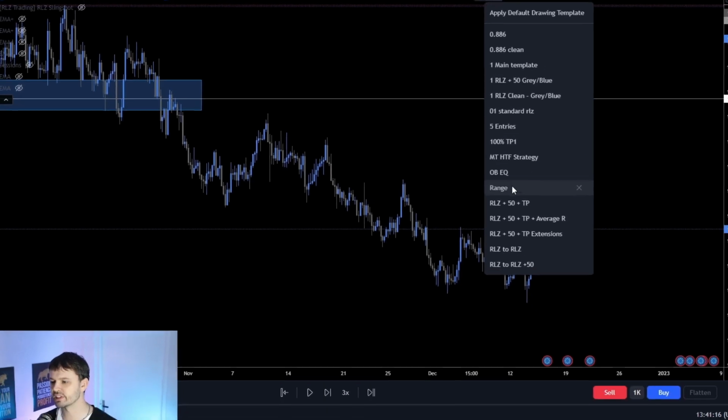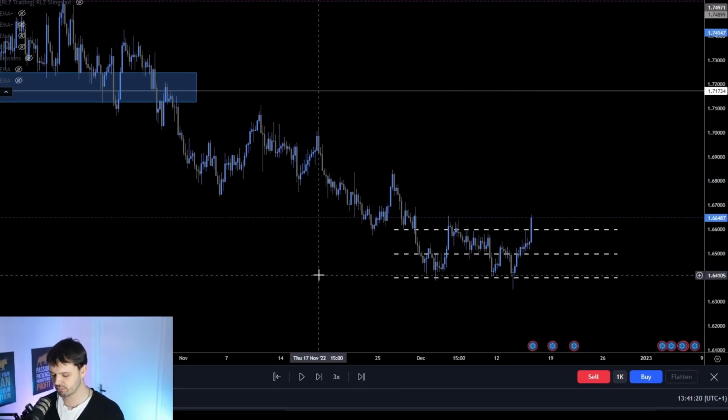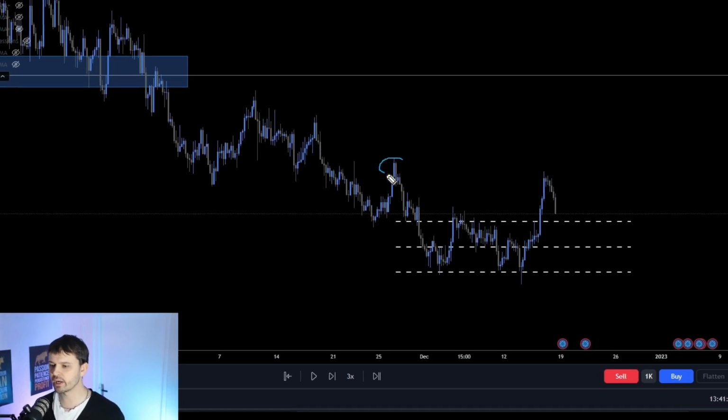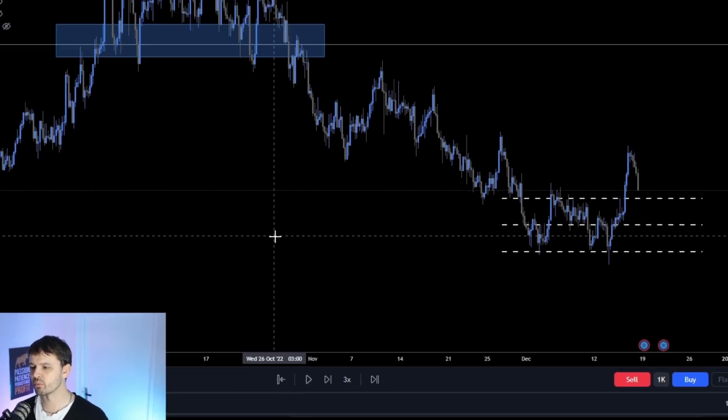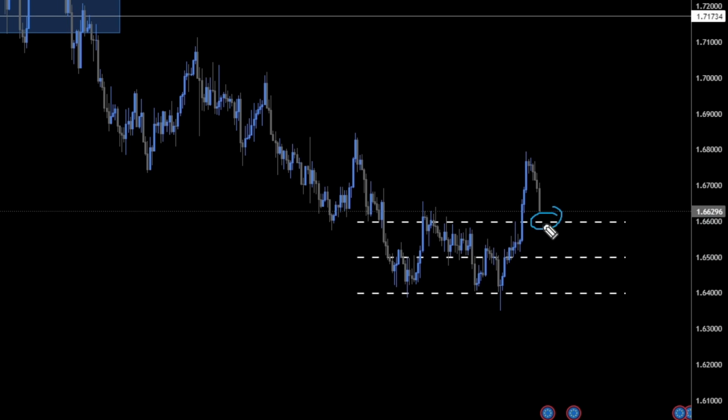Let's use the fib tool. Let's select the range template, and we'll see that, yeah, this is definitely a range, and we're now breaking the range to the upside. We get a strong move to the upside. We're now hitting all the way up to that high. Now, remember, we use the same exact method here. If we can get a bounce here, we can enter a new long position and exit the short. So we have a clear change in behavior now.